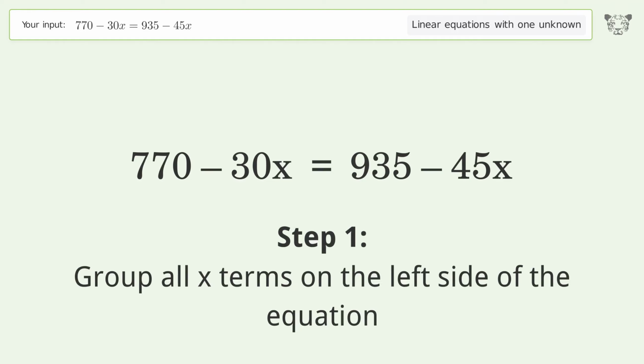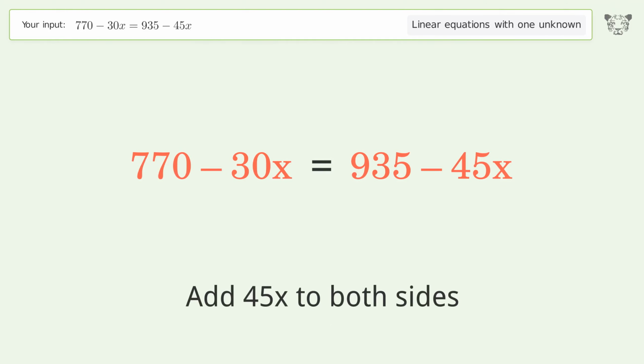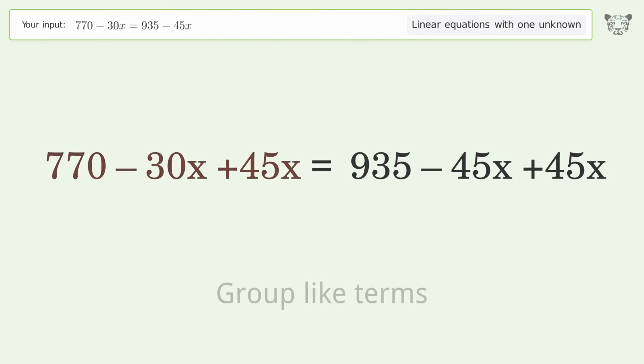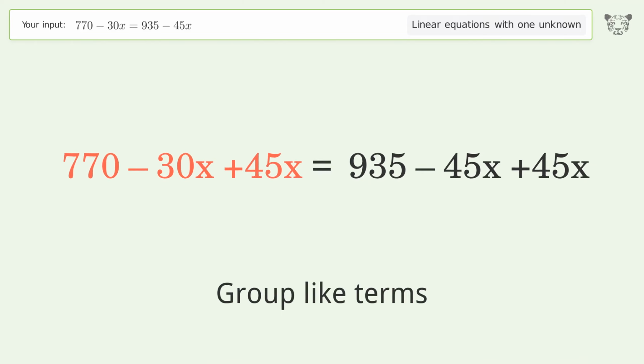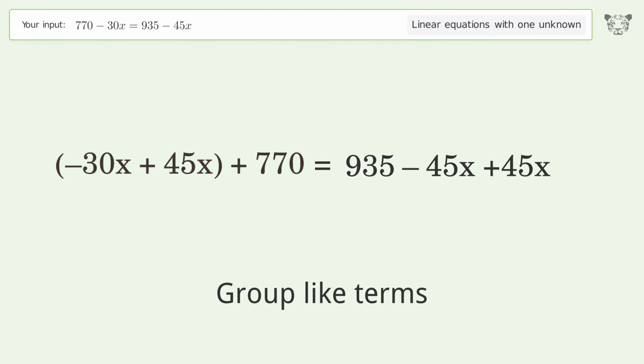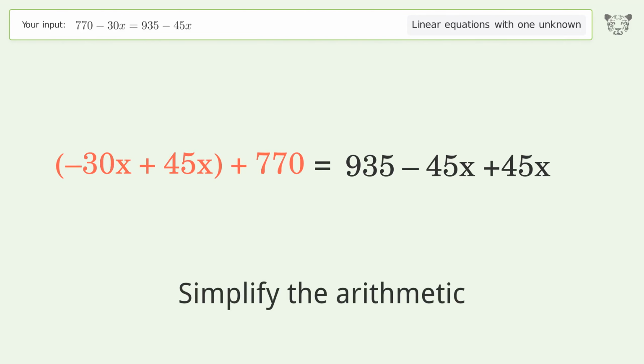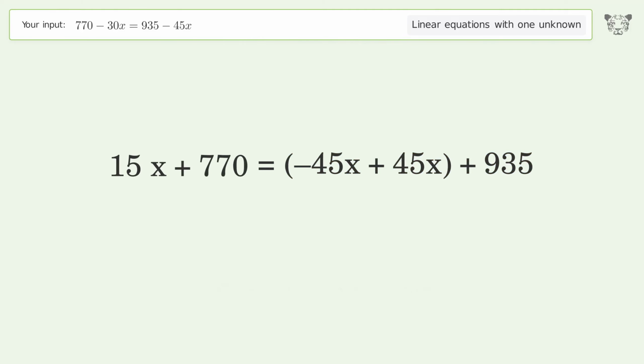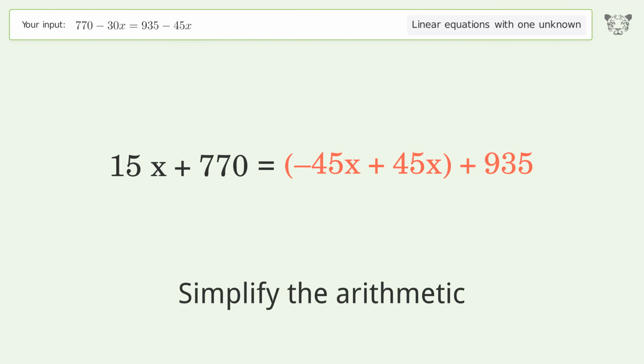Group all x terms on the left side of the equation. Add 45x to both sides. Group like terms. Simplify the arithmetic. Group like terms. Simplify the arithmetic.